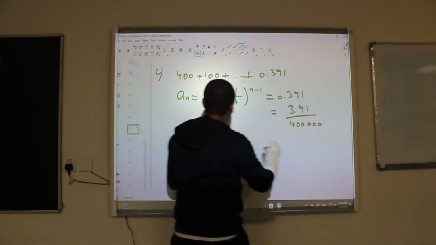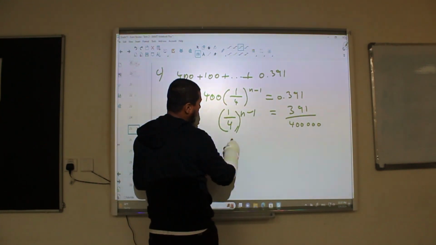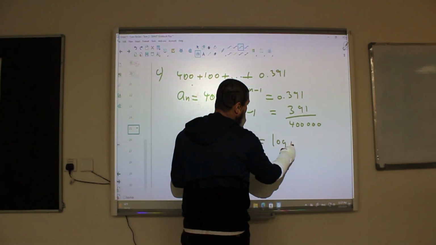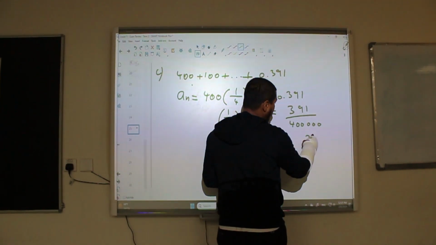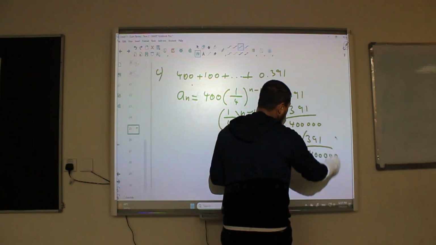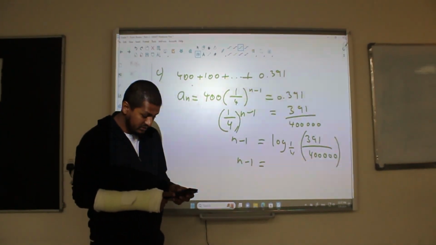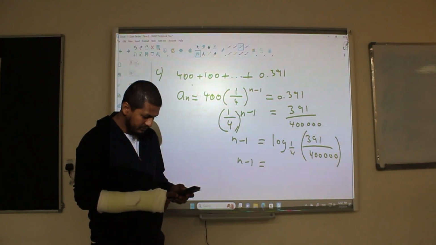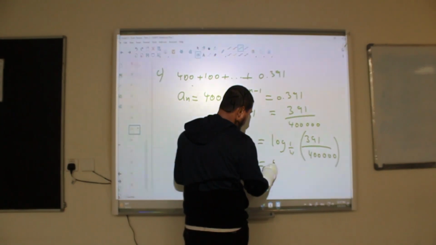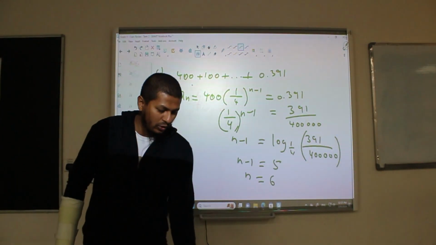That's a quarter to the power n minus 1. If I want to solve for n minus 1, it is equal to log of 391 over 400,000 base a quarter. Take it to the nearest approximation. I'm getting 4.99993, so it is approximately 5. So n is equal to 6, we have 6 terms. I hope you understand, guys.